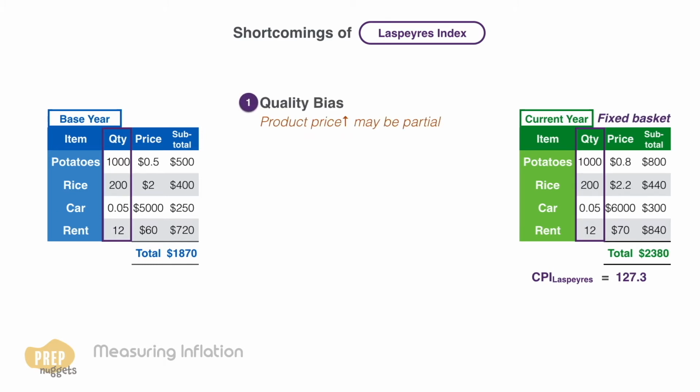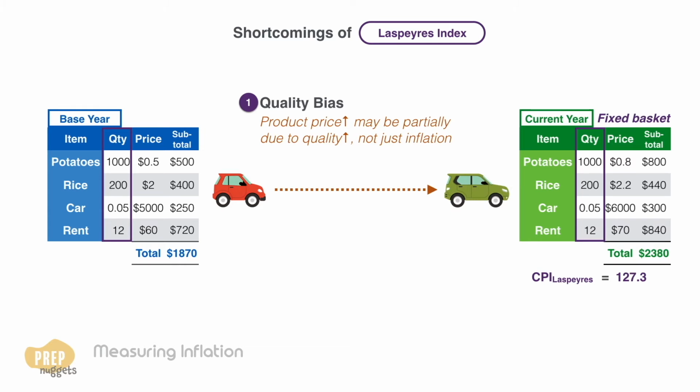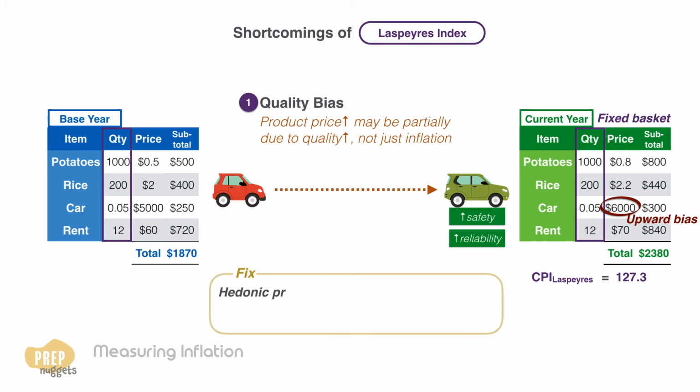Firstly, there is quality bias. The price increase for a product may be partially due to improvements in quality, not just inflation. For example, the price of a car may have gone up, but the safety and reliability of cars have also been enhanced. A Laspeyres index will be upwardly biased if it's not adjusted for quality improvements. Quality bias can be adjusted by a technique known as hedonic pricing, where the products in the basket are reviewed and their current prices adjusted for the improvements in quality.